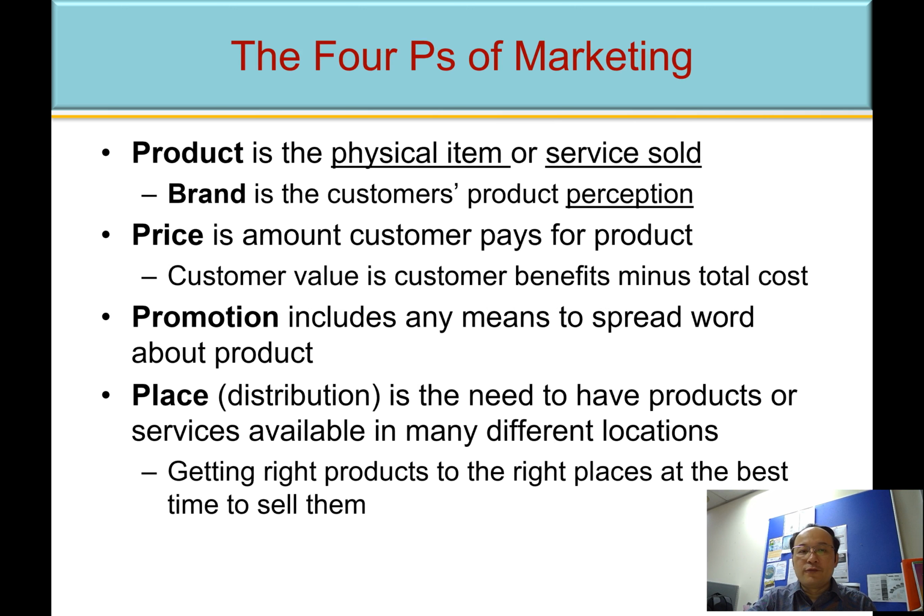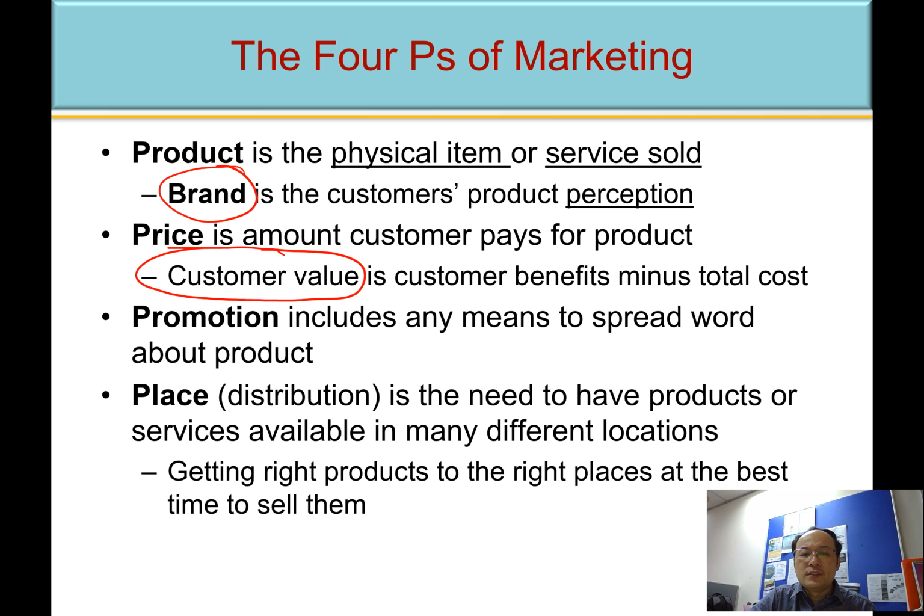So when we look at the marketing 4Ps, as we understand, product, price, promotion, and place. Product basically looks at the physical item, and what we call brand is the customers' product perceptions. When we talk about products, brand is an important element. Price is the amount the customer pays for the product. So we have to look at what value we can provide to customers. Customer value is the customer benefit, what benefit they should receive.